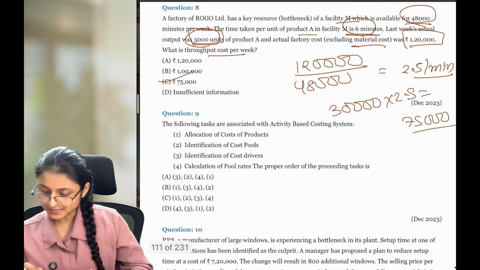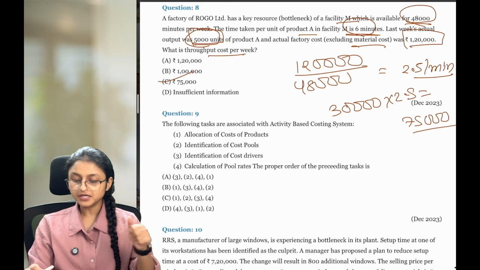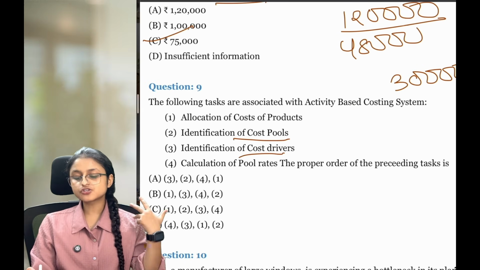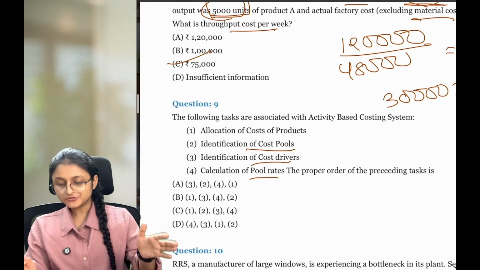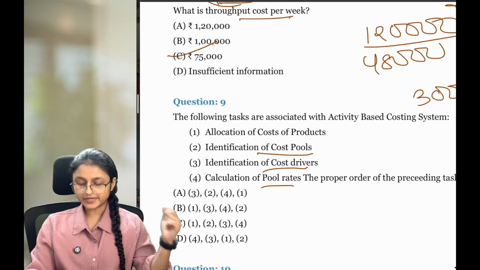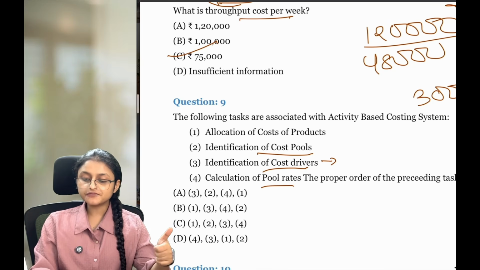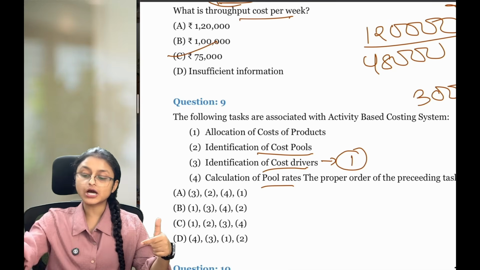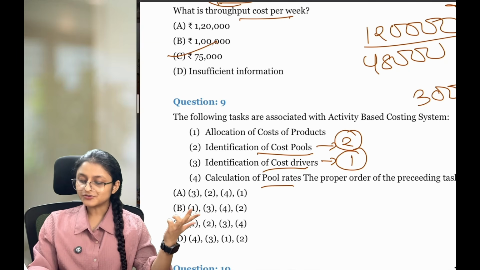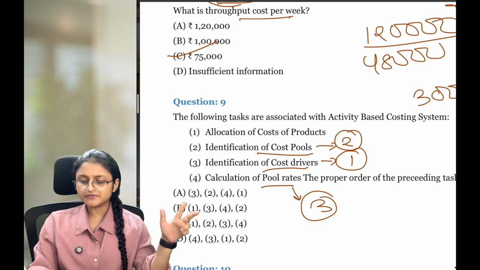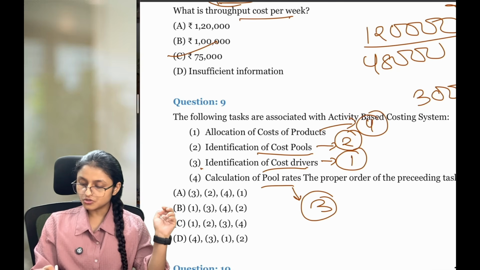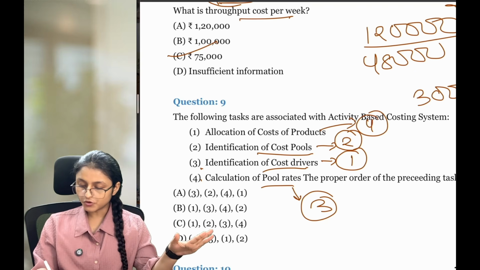The following tasks are associated with an activity based costing system. First is allocation of cost to products, identification of cost pool, identification of cost driver and calculation of pool rates. You need to write all these in a proper order. So what is the order here when you are following activity based costing? The first one is identification of cost driver. First find out what all cost drivers you have. Then identify what all cost pools are there. Then calculate the cost pool rate, which is nothing but your cost driver rate only. And then allocate the cost to product. Okay? So 3, 2, 4 and 1. 3, 2, 4, 1 is the correct option.